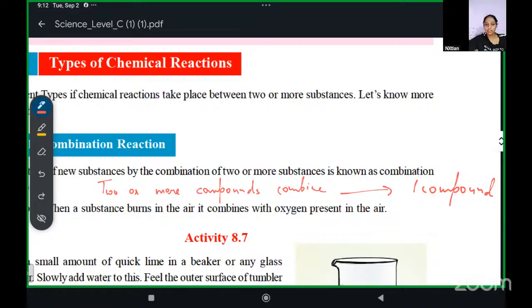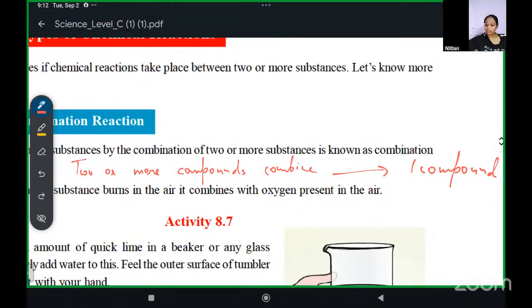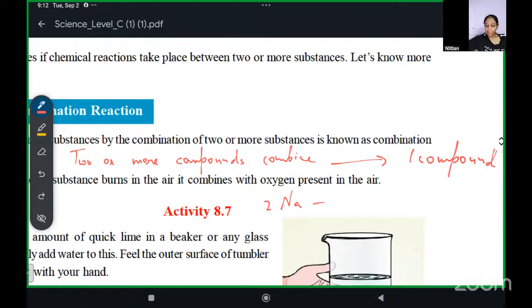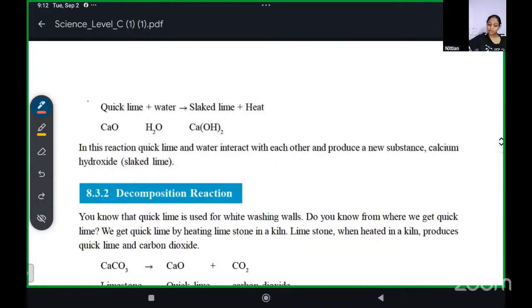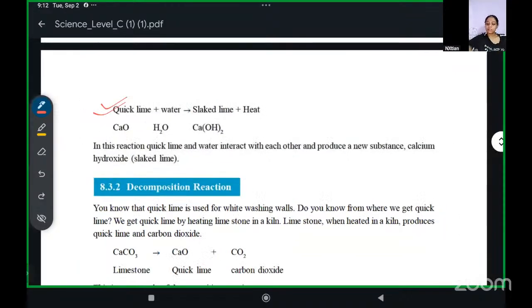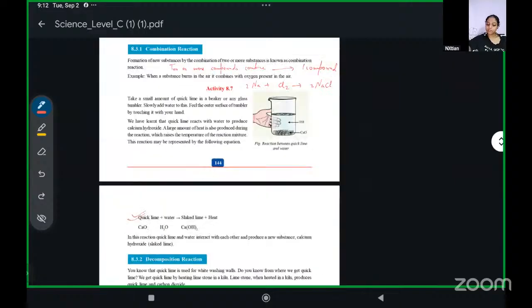For example, 2Na plus Cl2 gives you 2NaCl. Also rust. Yes, also rust. Then slaked lime.